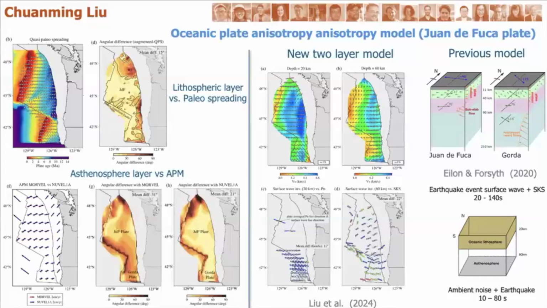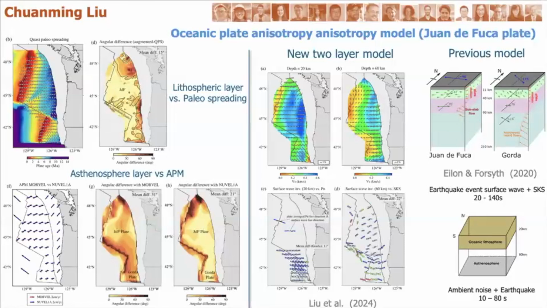So in the oceanic plate, when we compare our result with PN, we found a very nice fit in both the Huiwen plate and the Gouda plate. Here the ambient noise gives us more shallow information and provides a more consistent result in such a young oceanic plate. Our result also fits very well with the SKS fast rotations in most of our study regions. Based on these two-layer seismic anisotropy models, we get more information about the plate tectonics in such a young oceanic plate.